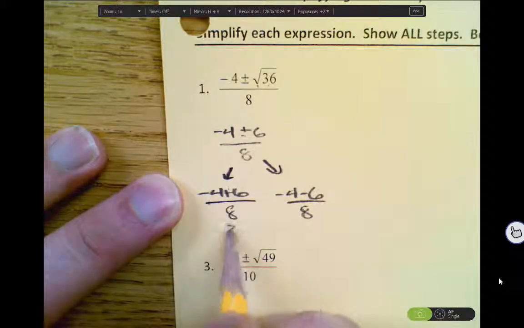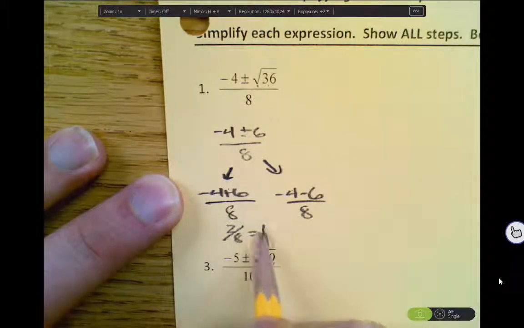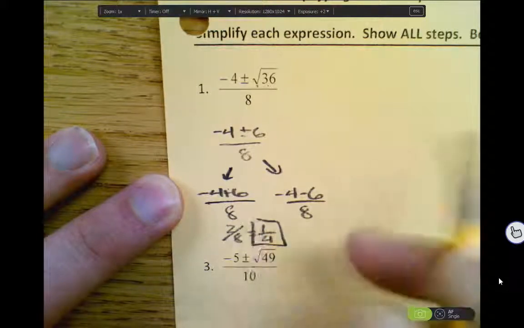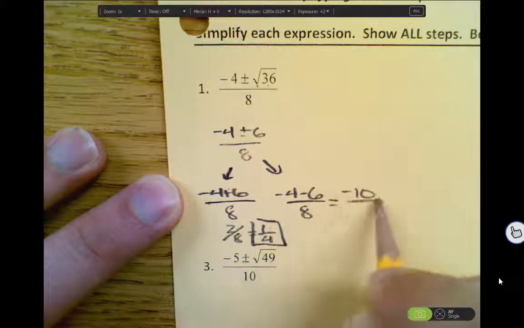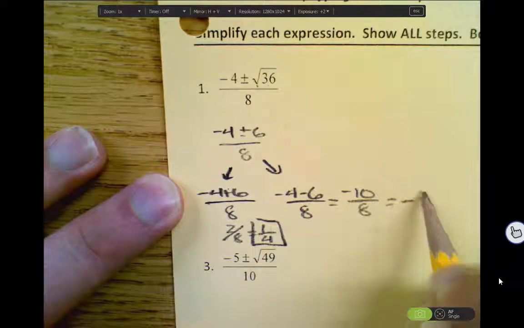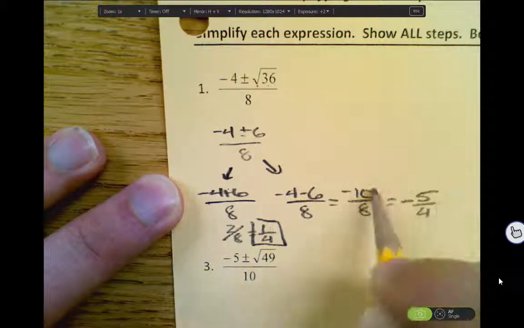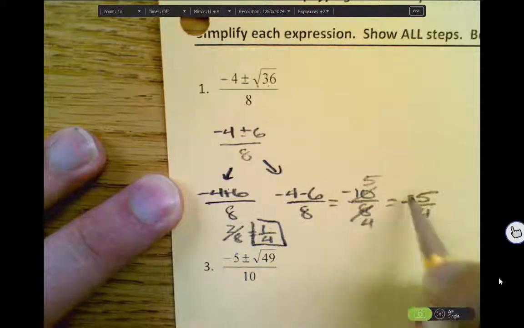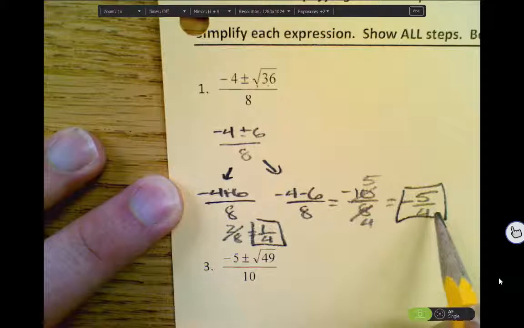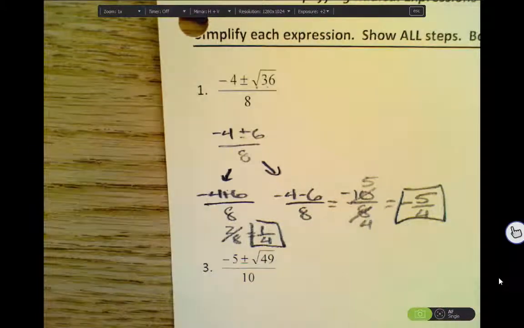Here we would get 2 divided by 8, which reduces to 1/4. So 1/4 is one solution. -4 minus 6 is -10 divided by 8. This would simplify to -5/4. 2 goes into both 10 and 8. So my two solutions would be -5/4 and 1/4.